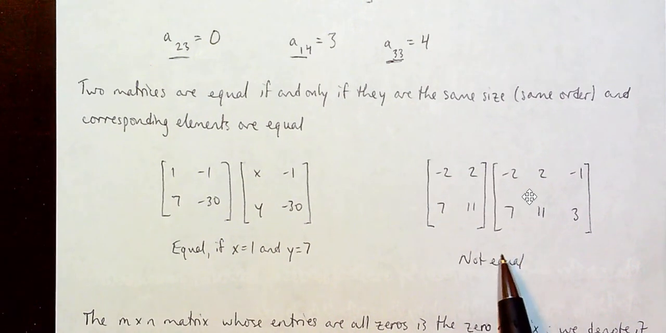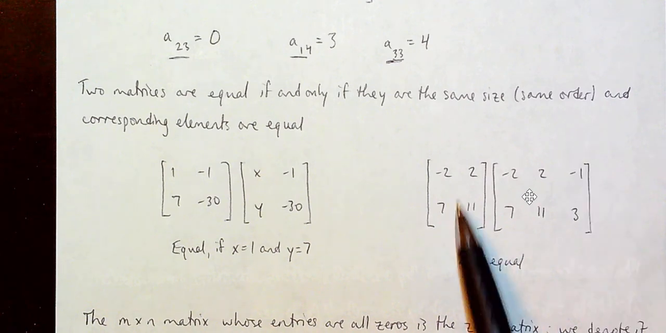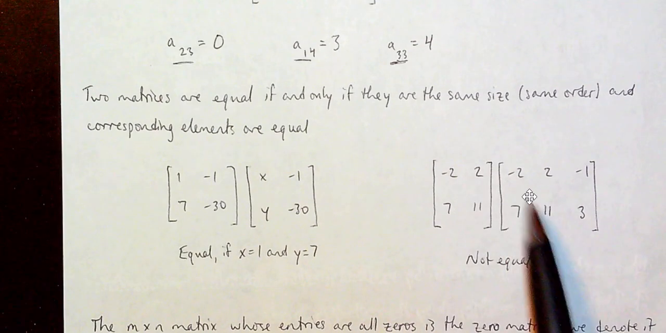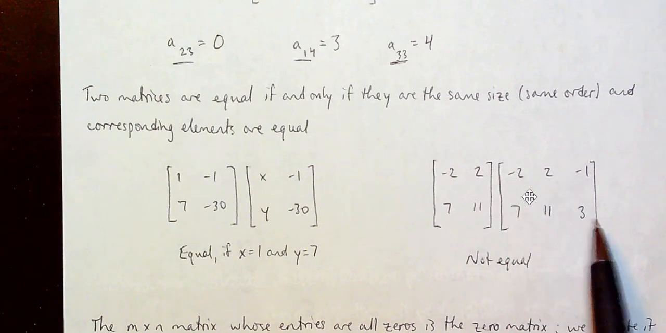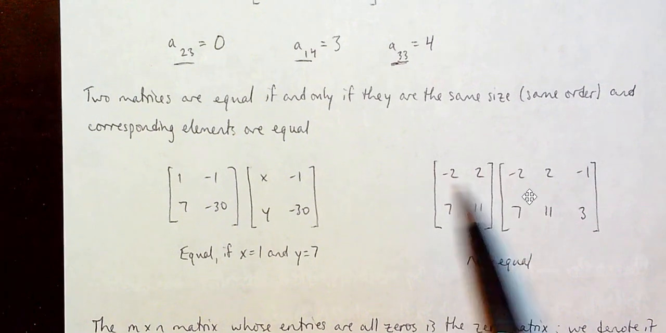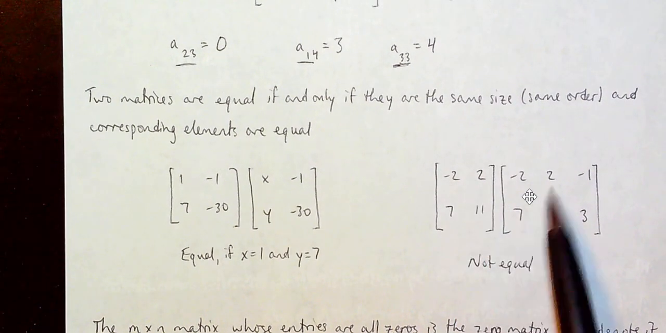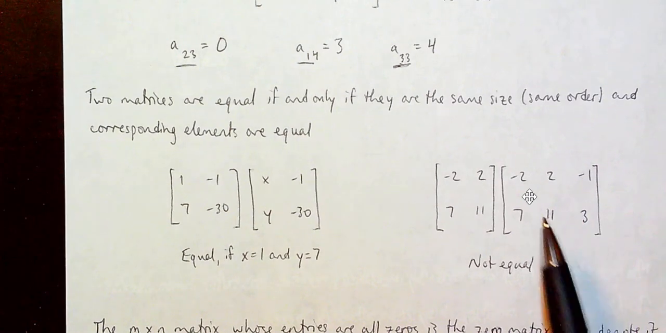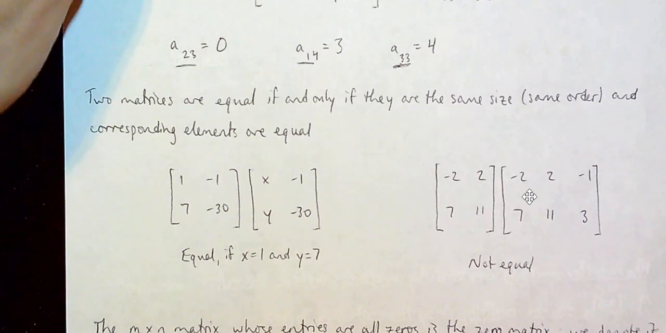This right here is an example of two matrices that are not equal. This is a 2 by 2 matrix. This is a 2 by 3 matrix. Yes, the first two columns of these matrices are the same, but still, we have that extra column here. These are not equal matrices.